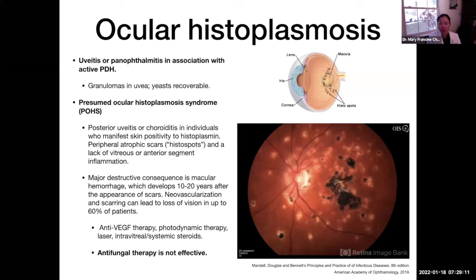Other things that can be used to treat this, and again, only if there is already proof of neovascularization, are photodynamic therapy, laser, and intravitreal or systemic steroids. We really don't have that much evidence in terms of their efficacy. But I think the most important thing to realize here is that for presumed ocular histoplasmosis syndrome, antifungal therapy really has no role. Systemic antifungal therapy is not effective.